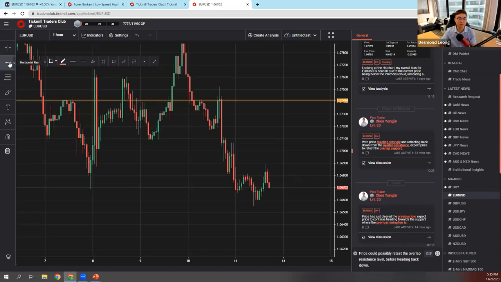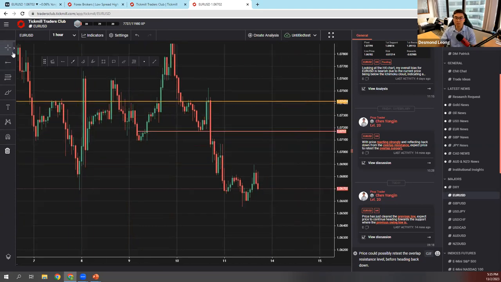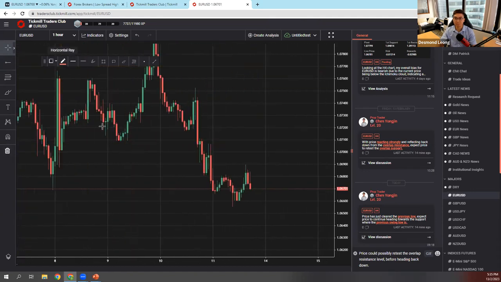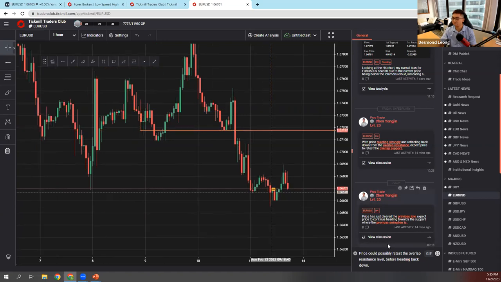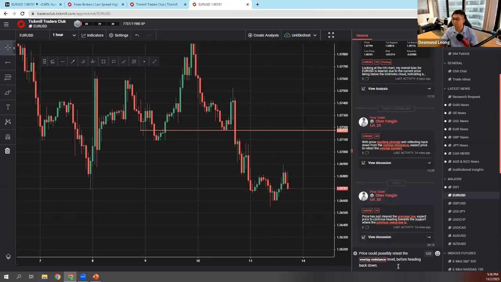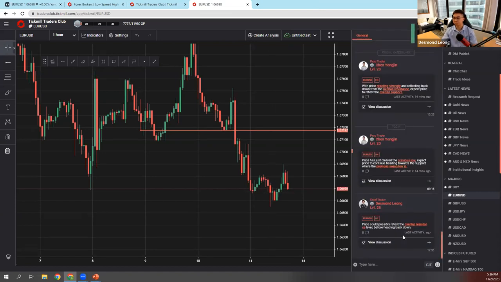So I just draw a line out. There's quite a nice overlap resistance area right there. Let me delete all these lines first. What I'll do is highlight the overlap resistance. Take note at the bottom right hand corner: I highlighted it, I click link object to text. So I can link the overlap resistance, confirm it, and then send it out.